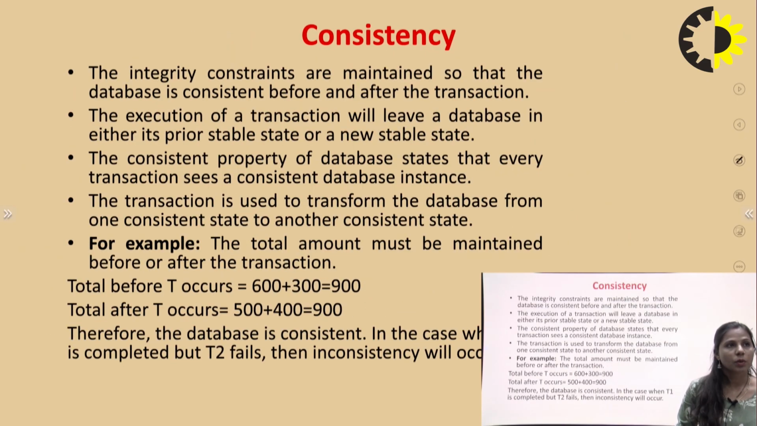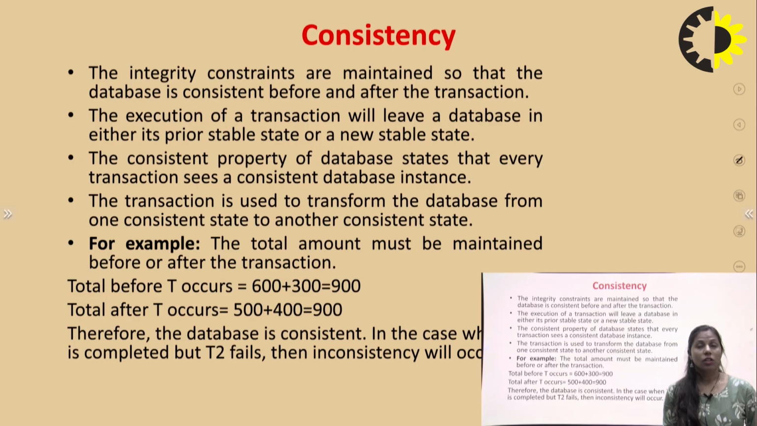Now, the second property is consistency. Consistency means the correctness or integrity constraints should be maintained in the database. Before the transaction and after the transaction, the value should be updated. Before the transaction there is a value, and after the transaction whatever changes we have done should be updated. It should not show incorrect or inconsistent values.